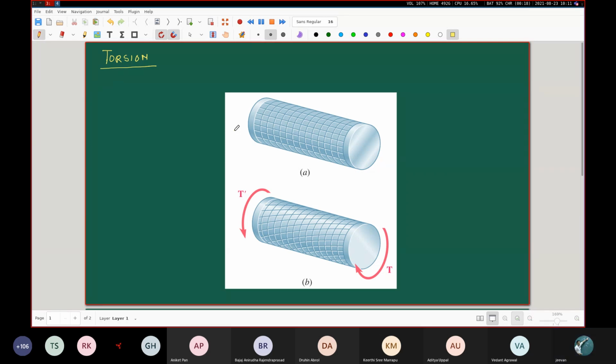Anything else? Just holding your hand and twisting it also comes under torsion. Yes, when little boys fight in school, they generally try to twist each other's hands. So that is also one example of torsion, a very close to real life example. There will not be a single boy in school who has not done this, especially in middle school.